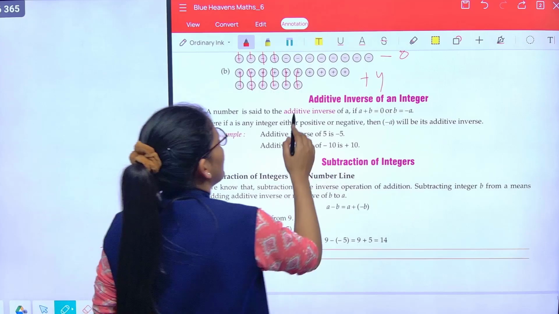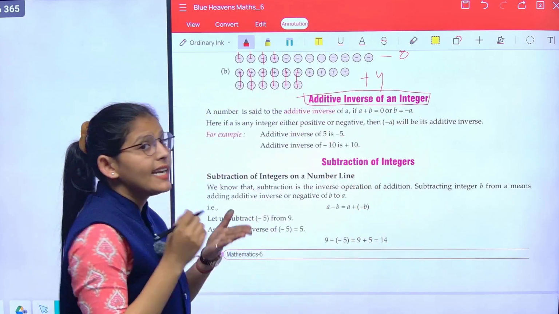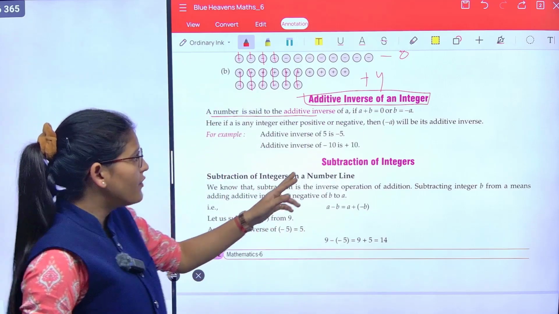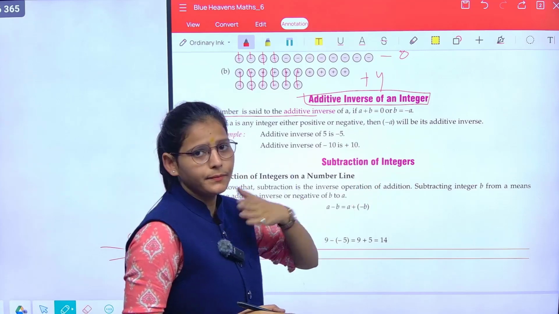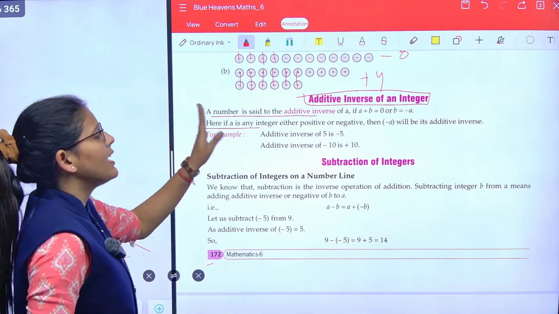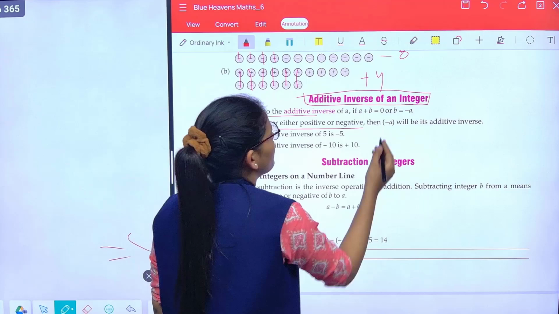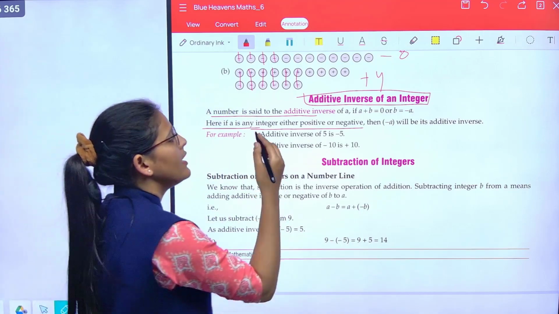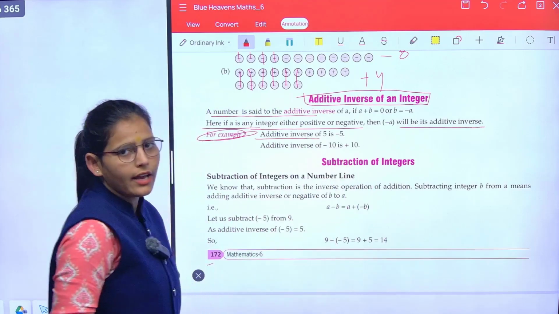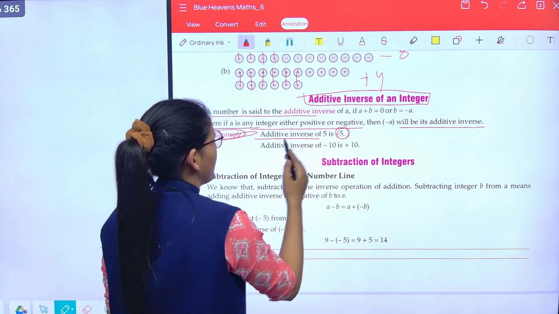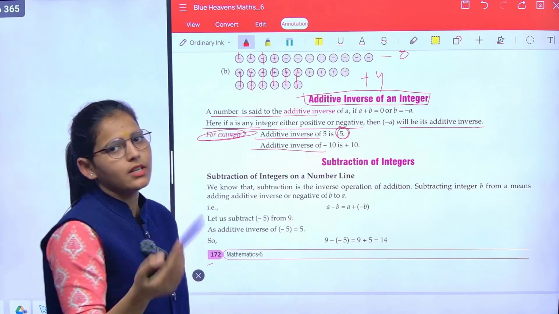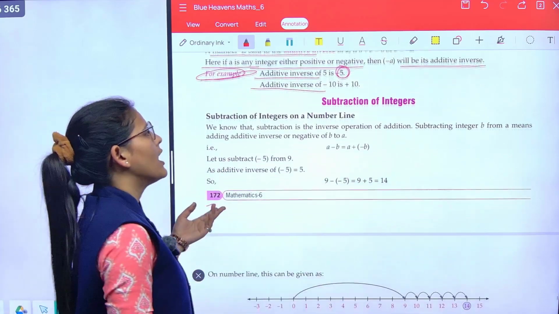Understand? Come on. Additive inverse of an integer. Class, a number is said to be the additive inverse of a if a plus b or b is equal to minus a. If any integer is either positive or negative, then minus a will be its additive inverse. For example, additive inverse of 5 is minus 5. Additive inverse of minus 10 is plus 10. तो क्लास अगर वो माइनस नेगेटिव होगा हम पॉजिटिव कर देंगे, पॉजिटिव होगा हम नेगेटिव कर देंगे. Class, it is additive inverse.